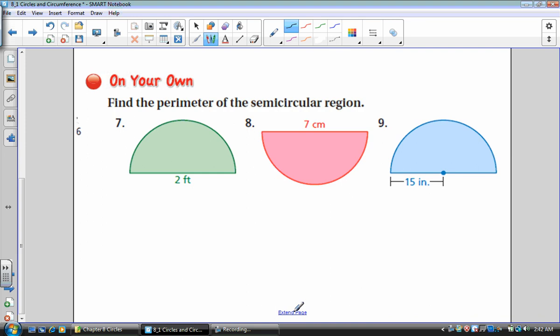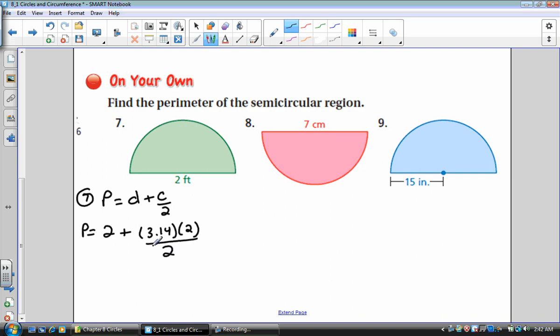And we'll number each one of them. So we'll start with problem 7 here. Problem 7, I want to write my formula. Perimeter is going to be equal to the diameter plus the circumference over 2. So my perimeter is going to be equal to 2, which is my diameter here. That's 2. Plus the circumference. And the circumference is going to be the 3.14, pi times the diameter, which is 2. But we only need half of that circumference.